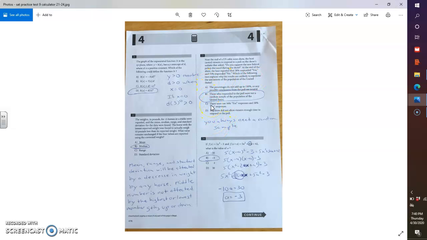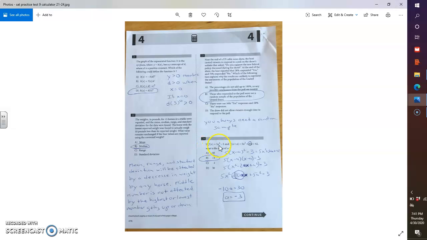You always need a random sample. And anytime you're not told you have a random sample, chances are the answer is going to be the reason why you don't have a random sample. Those who responded to the poll were not a random sample. So you can't use that statistic as gospel.